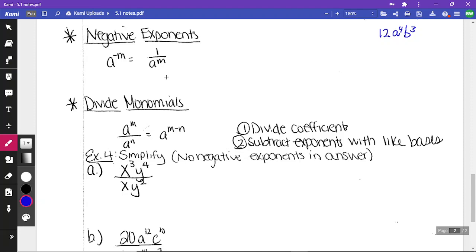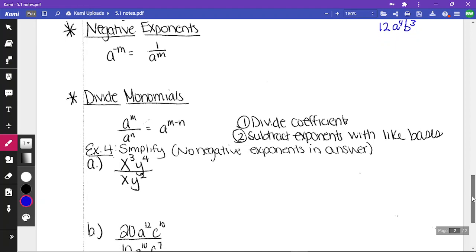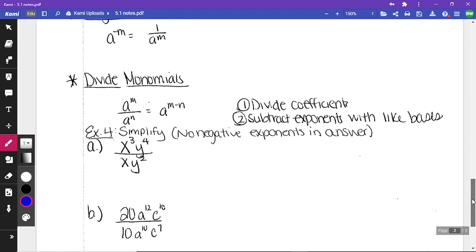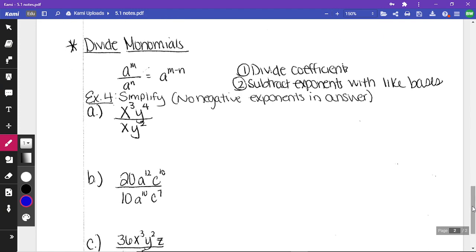And we will have those negative exponents come up sometimes when we divide monomials, which is the next rule that we'll look at. Dividing monomials, you subtract the exponents. Okay, so a to the m over a to the n is a to the power of m minus n.